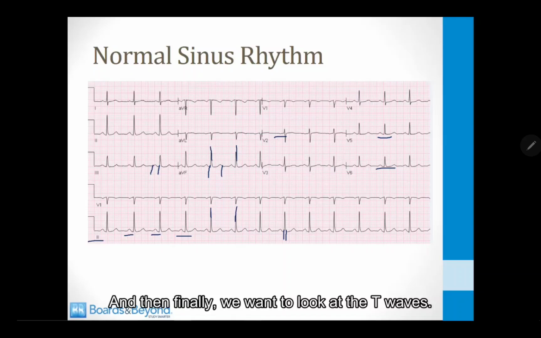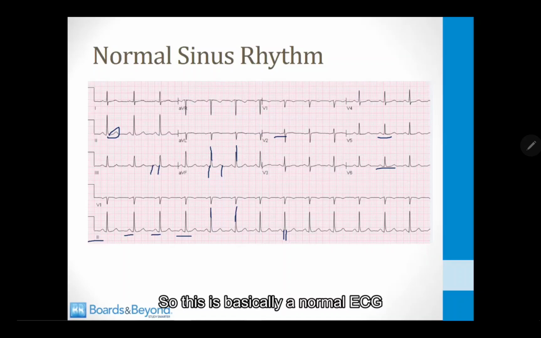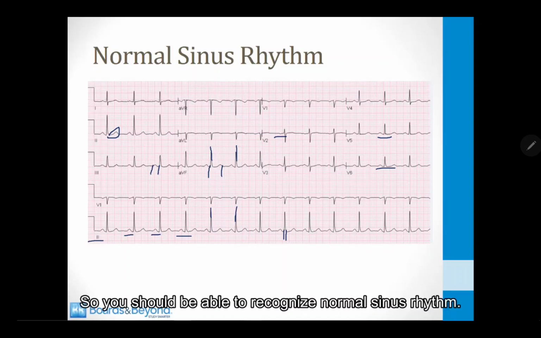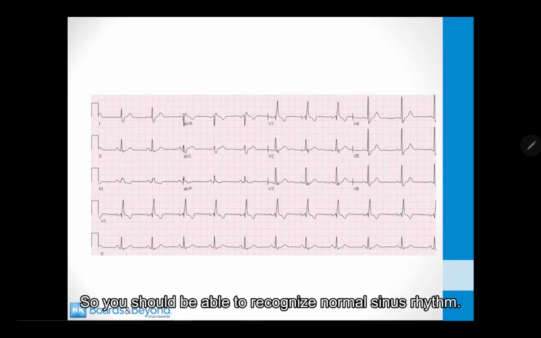And then finally, we want to look at the T waves. The T waves here are upright. They are not elevated or depressed, so we have no evidence of ischemia. So this is basically a normal ECG, and you're often shown these on rounds and asked to interpret them, so you should be able to recognize normal sinus rhythm.